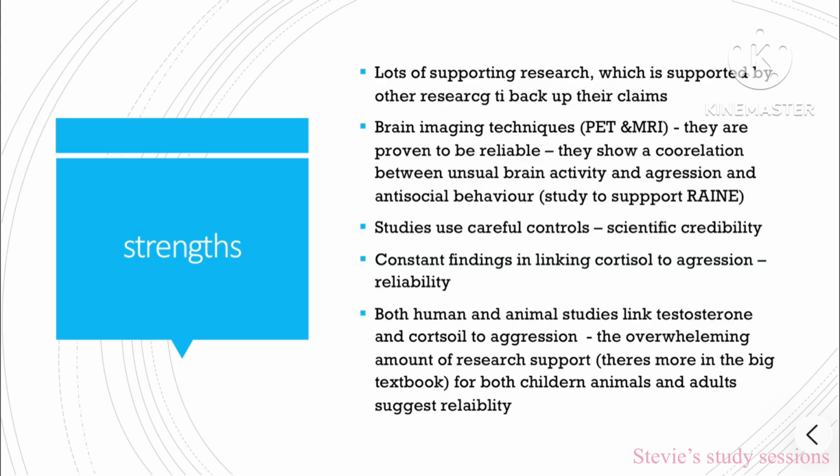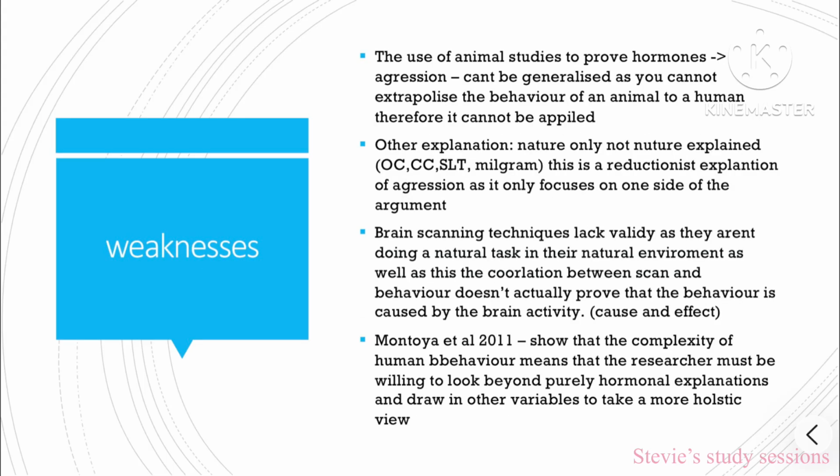Our research support uses animals to prove hormones lead to aggression. This can't be generalized as you cannot extrapolate animal behavior to human behavior, therefore it cannot be applied. Other explanations. Nature, not nurture. It only explains how your nature can cause aggression and not how your nurture can cause aggression. This is a reductionist explanation of aggression as it only focuses on one side of the argument.